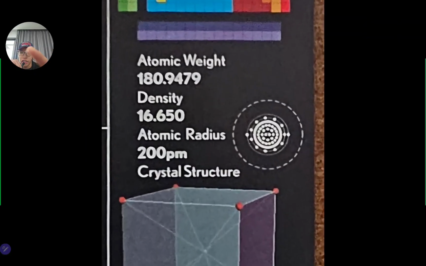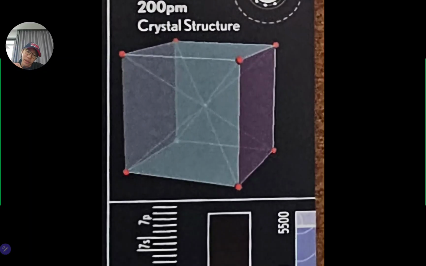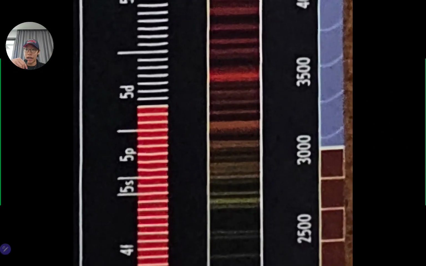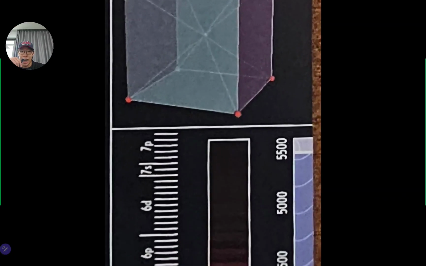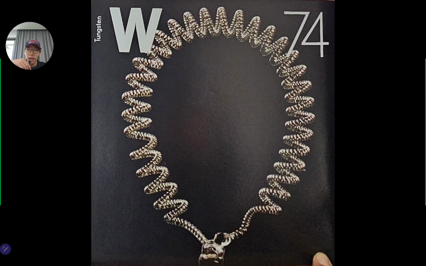But first, statistics. Its atomic weight is 180.9479. Its density is 16.650. Its atomic radius is 200 picometers. Its crystal structure is a cube. It has an exceptionally high melting point, and an even higher boiling point as well. So it's really rare to see this thing as a gas. 5D is starting to be filled up. I really want to fill that gap, but my sanity will not allow it.